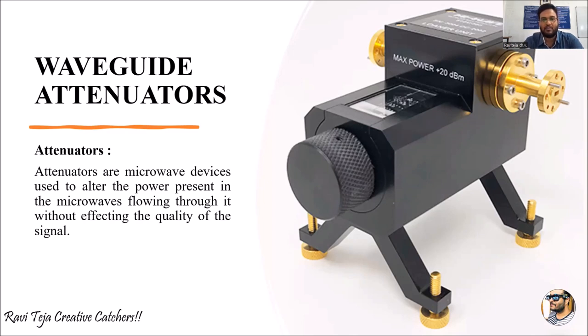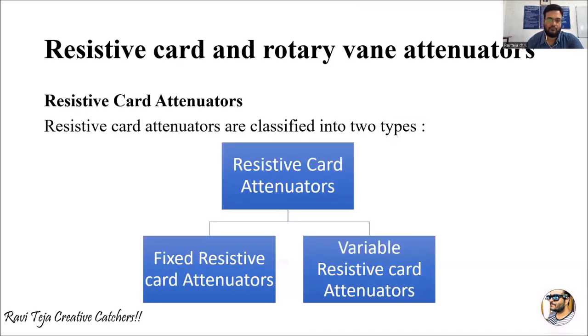Now, these attenuators are of various types. Okay, so let's see what those are. These are the main two types of attenuators: one is the resistive card attenuator and the second one is the rotary vane attenuator. Now let's see the first attenuator, which is the resistive card attenuator. This resistive card attenuator is again classified into two: one is fixed resistive card attenuators, and the second one is variable resistive card attenuators. Now, what do we mean by fixed and variable resistive card attenuators? We are going to see now.